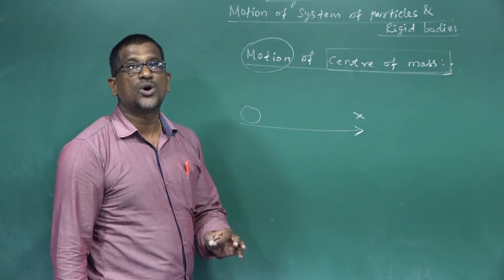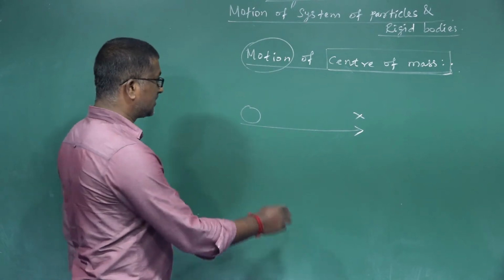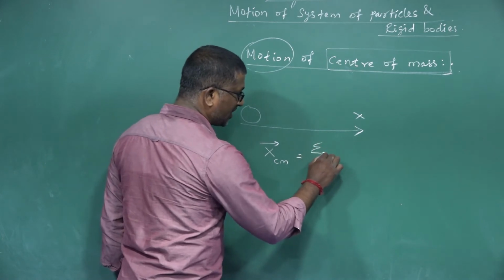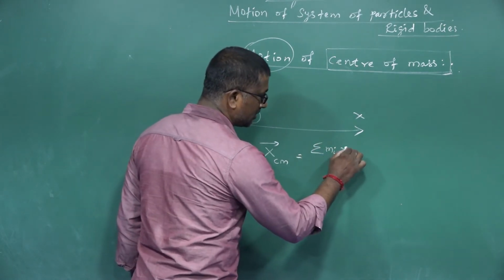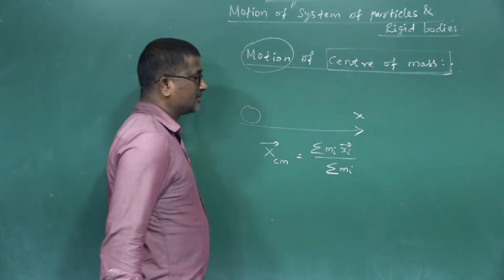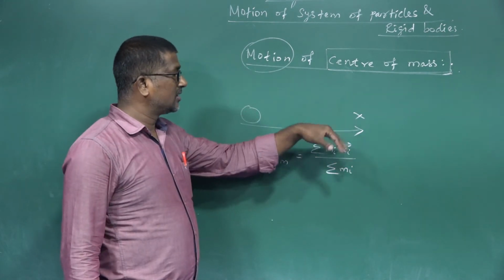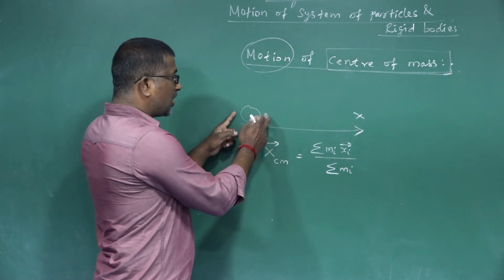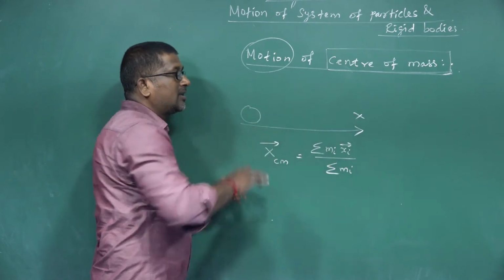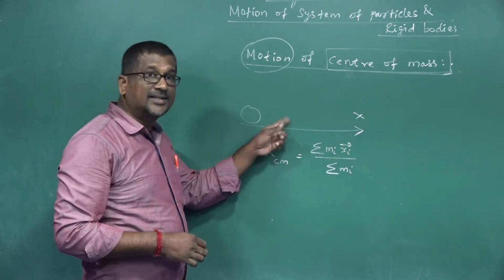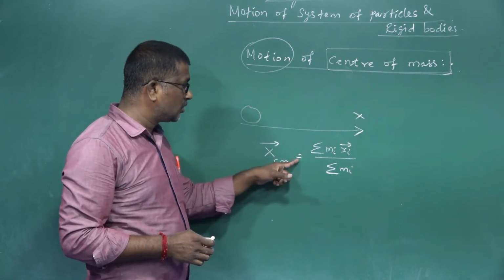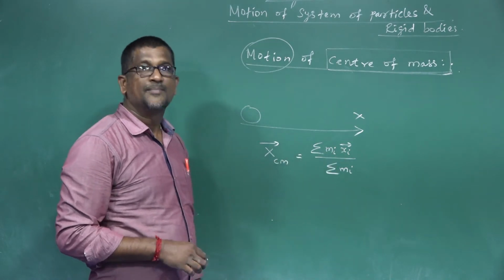Then the equation for x coordinate of the center of mass is given by x cm vector is equal to summation mi xi vector divided by summation mi. Right? Here the rigid body moves along the positive x-axis direction. If the rigid body moves along the positive x-axis direction, the center of mass of the rigid body also moves along the positive x-axis direction. Right? For that case, the equation for x coordinate of the center of mass is x cm vector is equal to summation mi xi vector divided by summation mi.